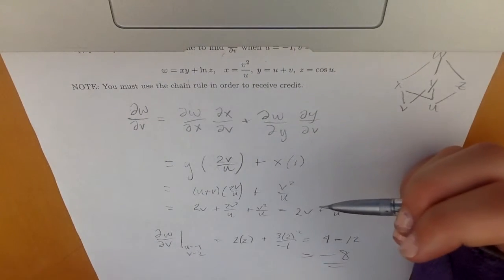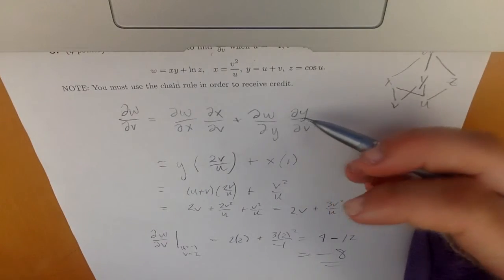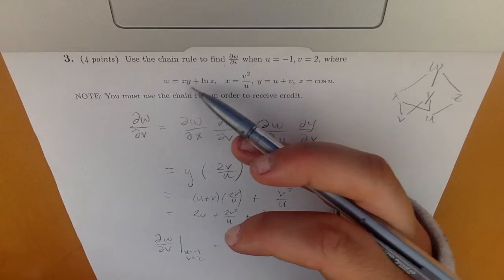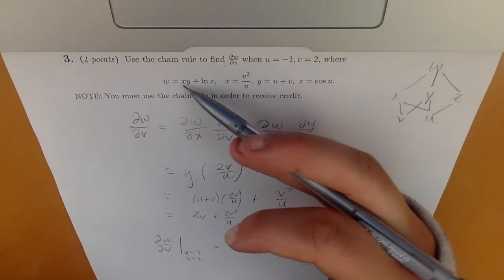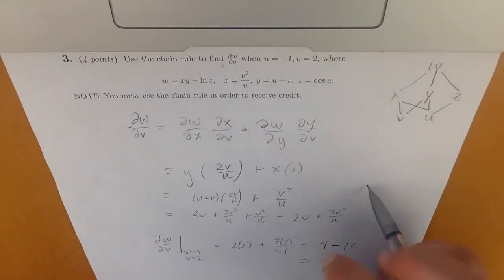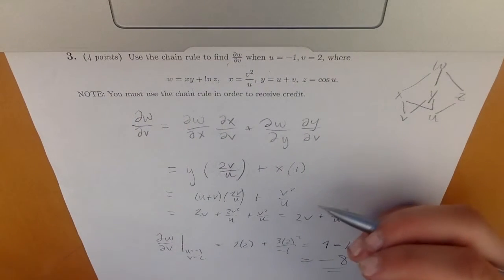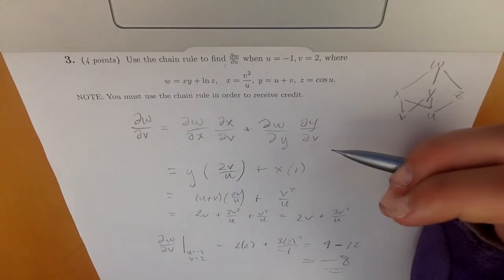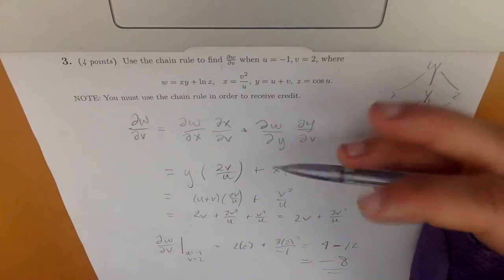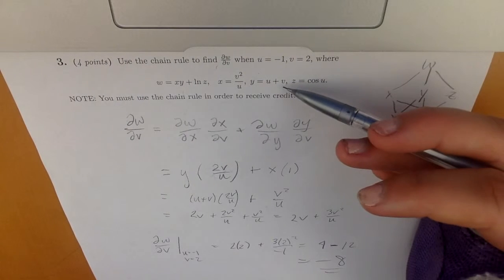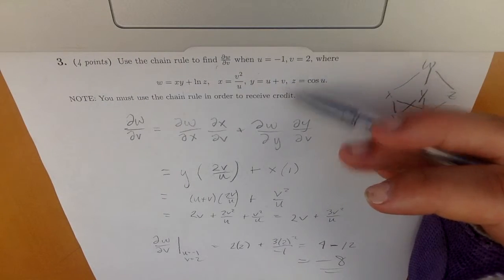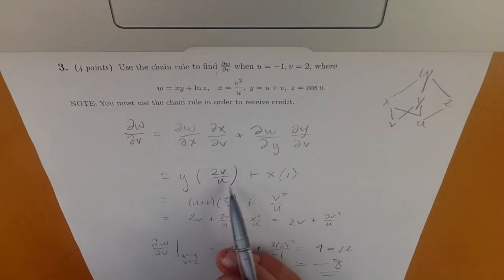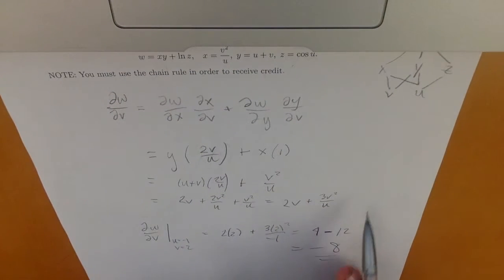So our partial of x with respect to v is 2v over u. Our partial of w with respect to y, same thing here, natural log of z just goes away. X times y, here x is constant, constant times y, the derivative with respect to y is just that constant, so it's x. Now the partial of y with respect to v, u is a constant, so that goes away. The derivative of v with respect to v is just 1. So we end up with y times 2v over u plus x times 1.